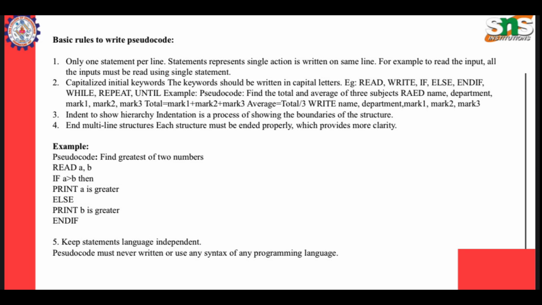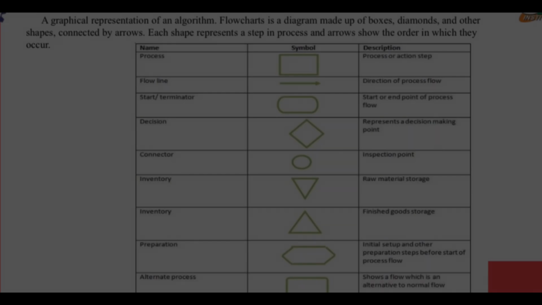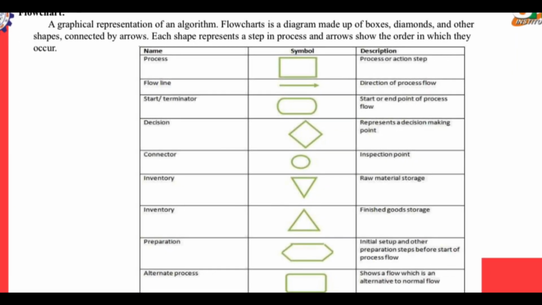Indentation is intended to show hierarchy. Indentation is a process of showing the boundaries of the structure. In a multiline structure, each structure must be ended properly, which provides more clarity. Next one is the flowchart, the graphical representation of an algorithm.